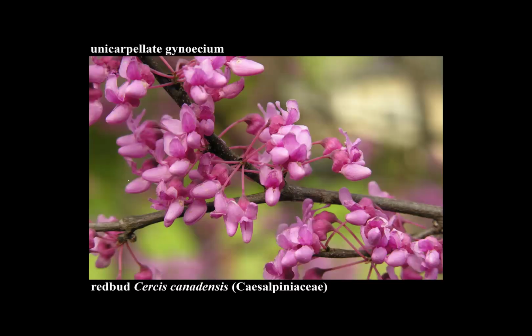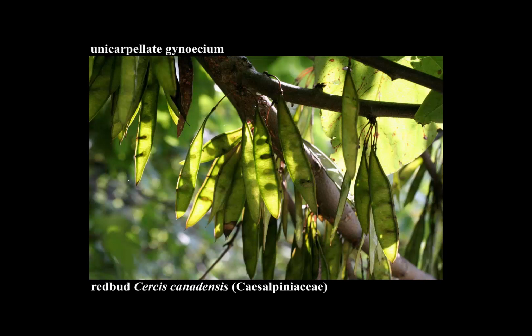Here's an example of a unicarpellate gynoecium. You can't really tell from the picture of the flowers, but you can tell from the fruits. These are the fruits of that redbud. This is a member of a family closely related to the Fabaceae, the legume/pea family. This is a very closely allied family, sometimes considered a subfamily.